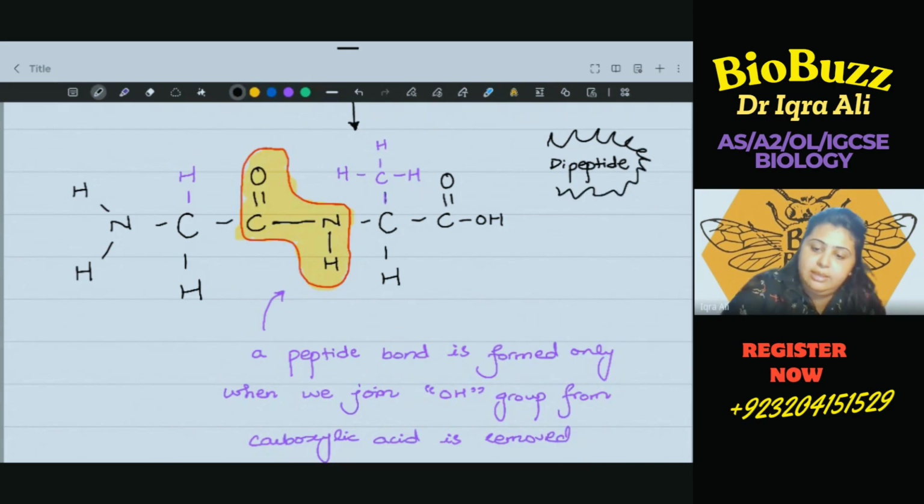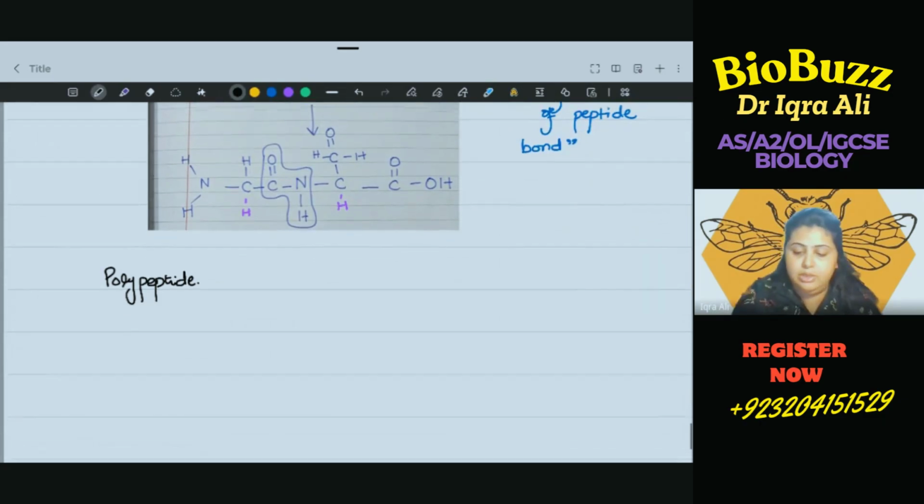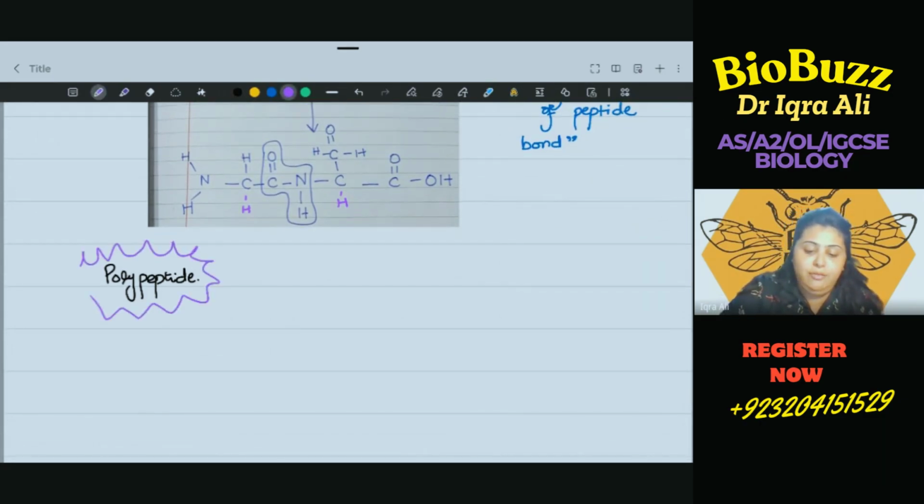And it is containing a sequence of amino acid. It has two linked amino acids. Yes, a sequence of amino acid is called a polypeptide. So polypeptide means simply a chain of amino acid that is linked together.